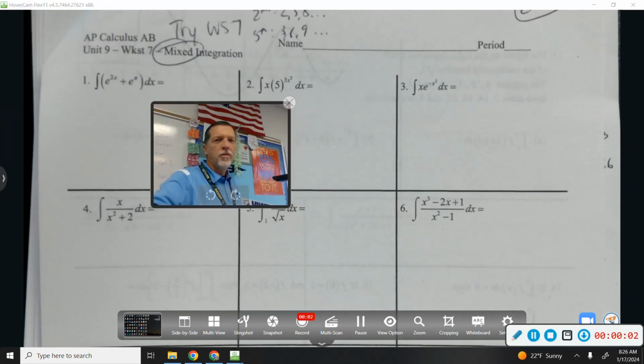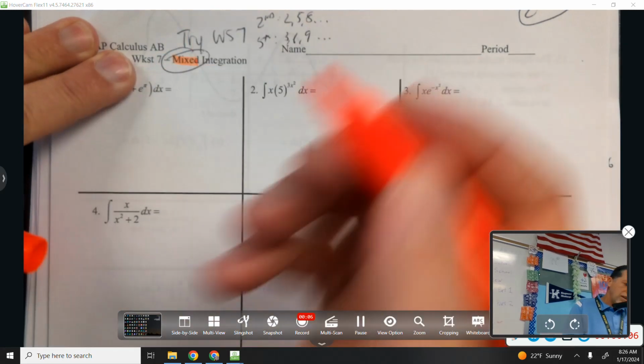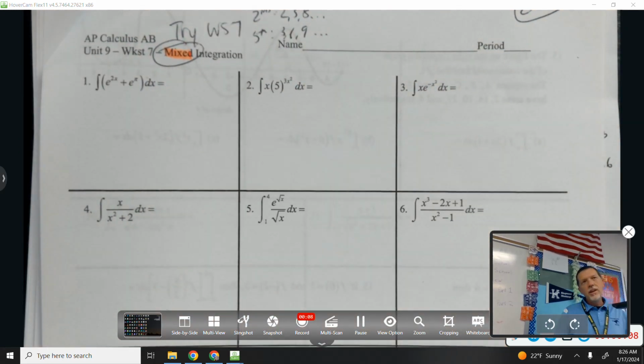And the big deal for the test is, it's already circled, but I'll highlight it, mixed integration. So up until now, every day had its own topic, right? Like today it's power rule, today it's e to the x, the next day it's inverse trig functions. And today we just dump them all in and scramble them up.